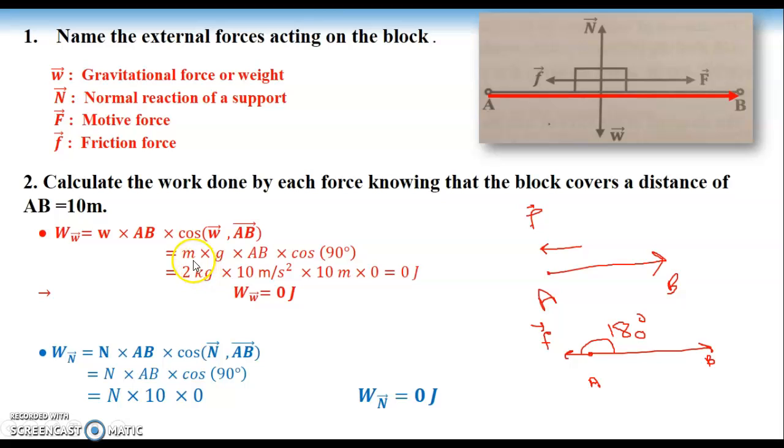So doing the substitutions: 2 kilograms, kilograms is the SI unit of mass, times 10 meter per second squared, which is the SI unit of the gravitational acceleration, times 10 meter, meter is the SI unit of distance, and times 0, cosine 90 equals 0. You have to go back to the notes about the trigonometric circle. So any number multiplied by 0 is equal to 0 joules. So the work done by the weight is equal to 0 joules.